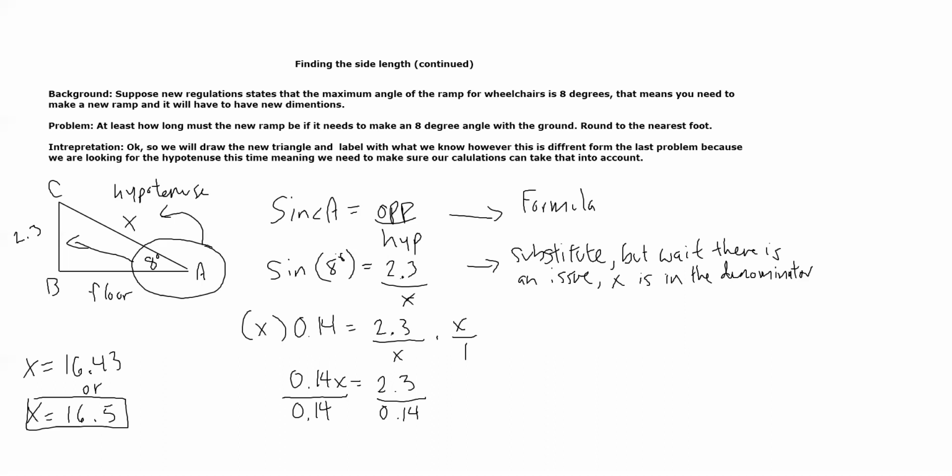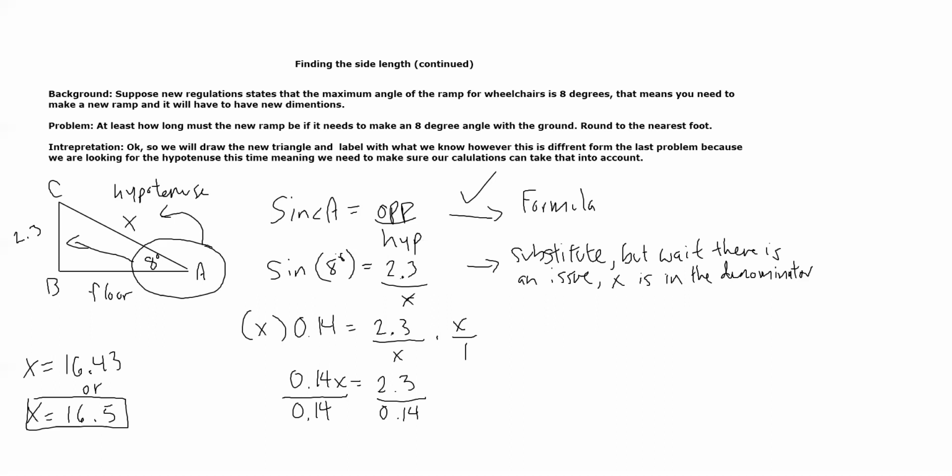So sine of A is equal to opposite over hypotenuse. Cool, I used the formula. All right, sine of 8 degrees this time is equal to 2.3 over x. All right, so we have a variable in the denominator. What are we going to do? Okay, so we're going to have to solve this in a different way. We have to get rid of the variable this time because the goal here is to get rid of the denominator. We don't want a fraction there.